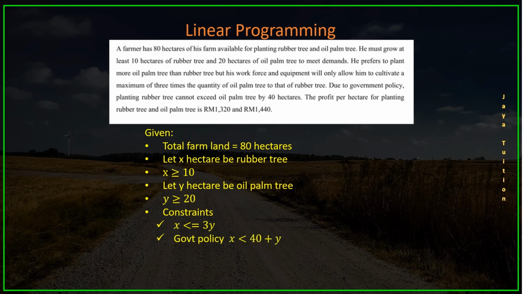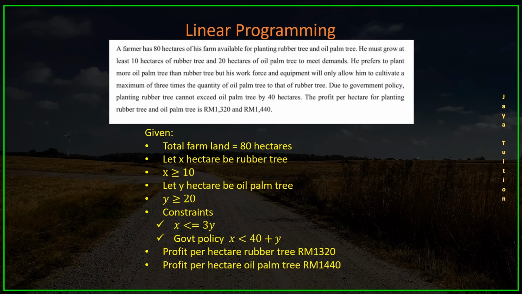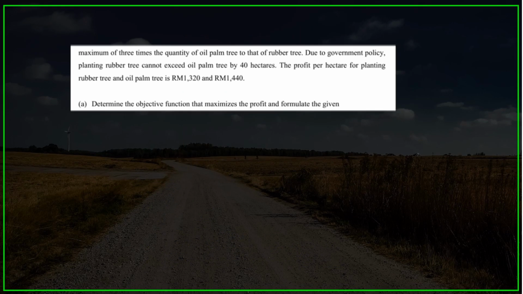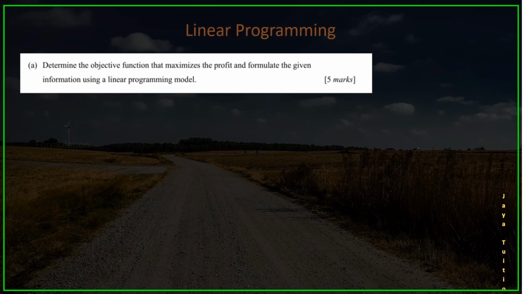This question is about maximization of profit. The profit per hectare for planting rubber tree is RM1320 and the profit for oil palm tree per hectare is RM1440. So we have to write the maximization equation and solve the question. Now let us try to formulate the constraint equation and the objective function.